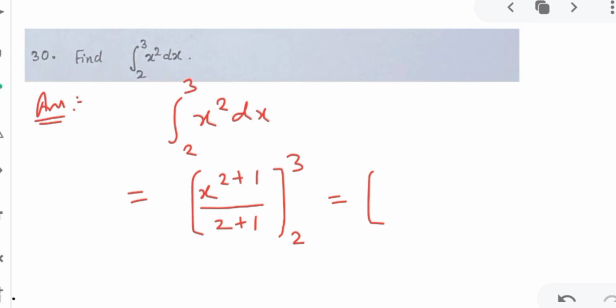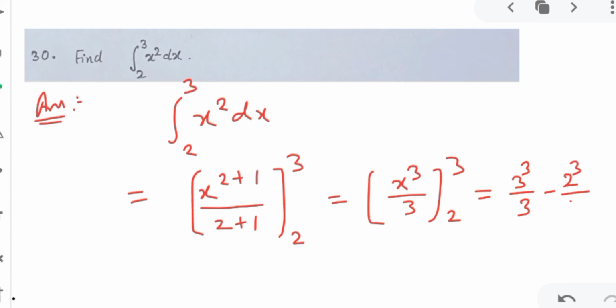So if I simplify, I will get 2 plus 1 is 3. So 2 plus 1 is 3 means x cube upon 3, and the lower limit is 2, upper limit is 3. Now 1 upon 3 is a constant, so 1 upon 3 will come outside, or you can do it like this. 3 cube upon 3, the x value will be 3. Upper limit minus lower limit, minus lower limit means 2, so 2 cube upon 3.